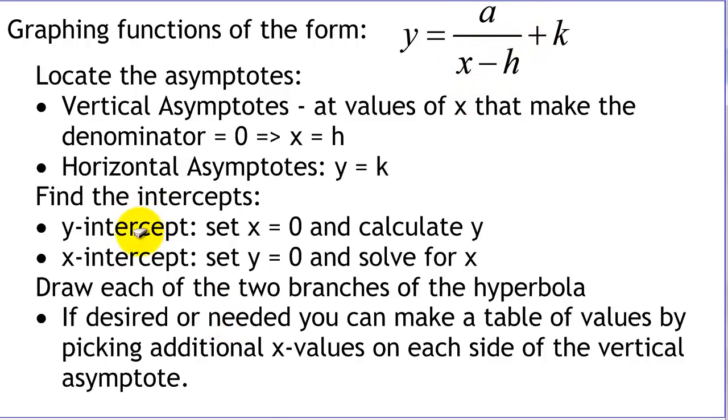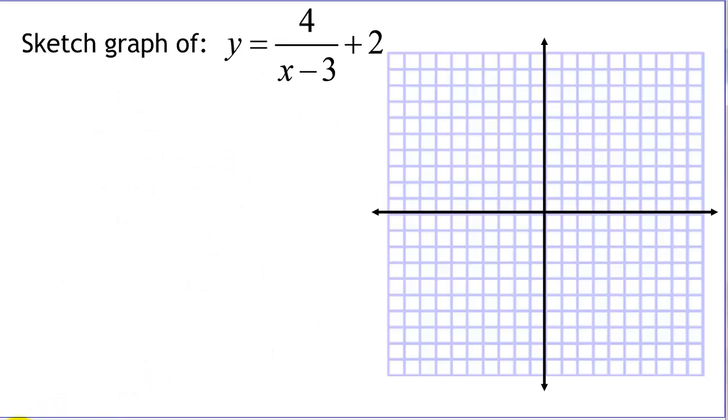For all types of functions, to find the y-intercept, we set x equal to 0 and calculate our y, and we'll do that in our example. And to get another point, the x-intercept, we set y equal to 0 over here, and we solve this equation for x. And then we know the shape is going to be two hyperbolas, and we can draw it. If we want our hyperbolas more accurate in terms of their width, we can always make a table of values. So let's look at an example.